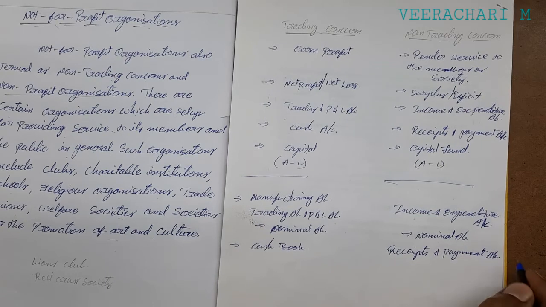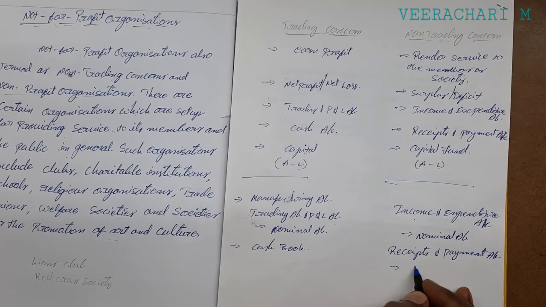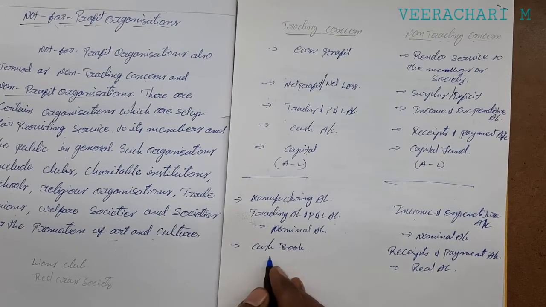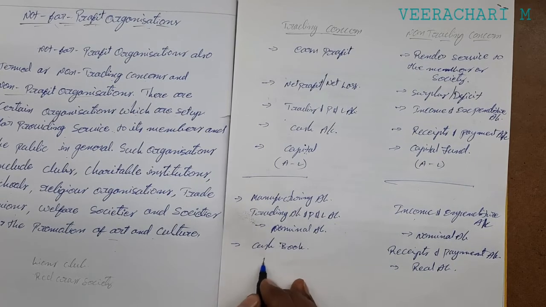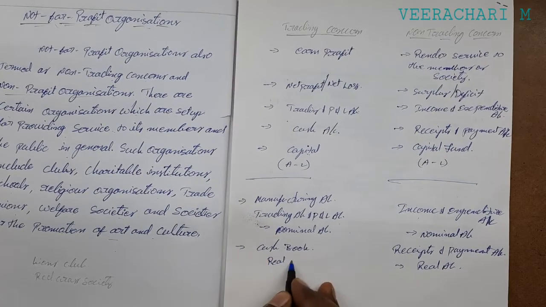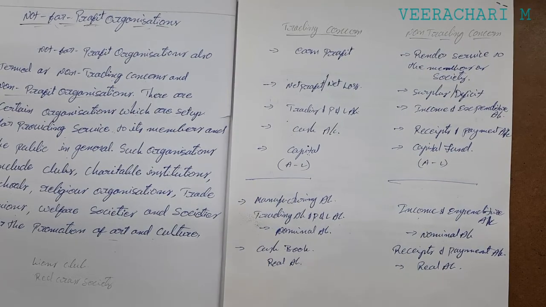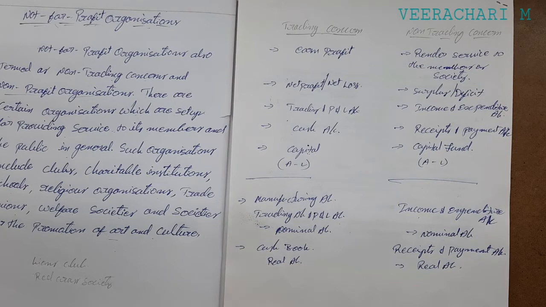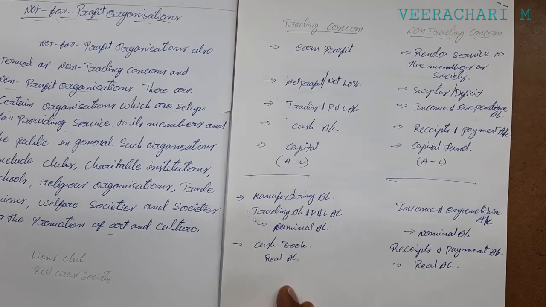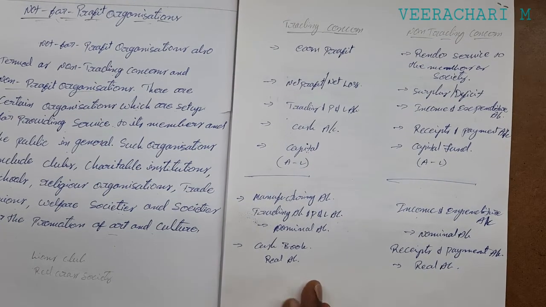That is, the receipts and payment account follows the real account. And if you come to the cash book, the cash book also follows the real account. If it is a bank account, it goes to personal account. But if it is only the cash column, that is a real account only. Finally, the cash book follows the real account.